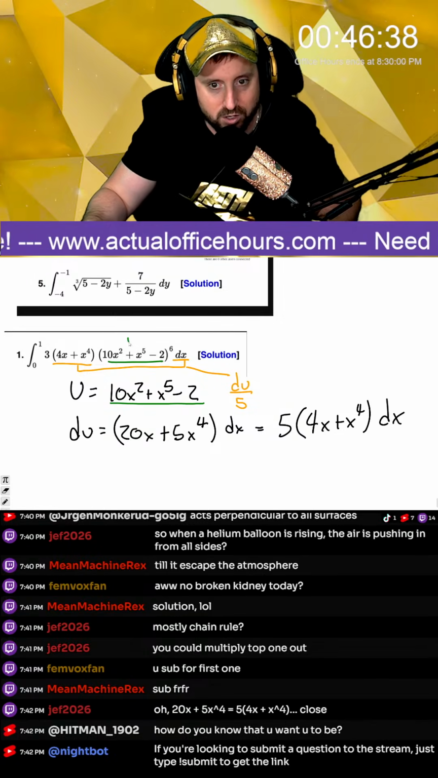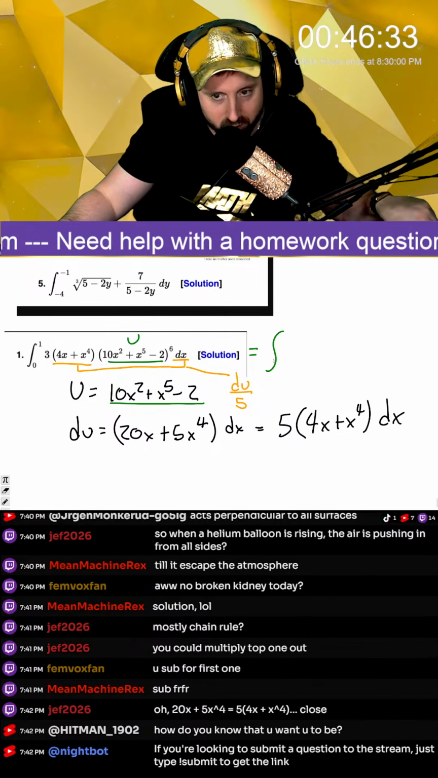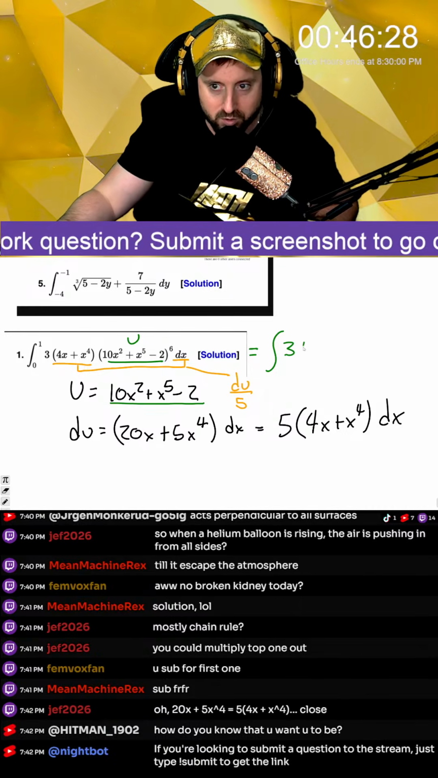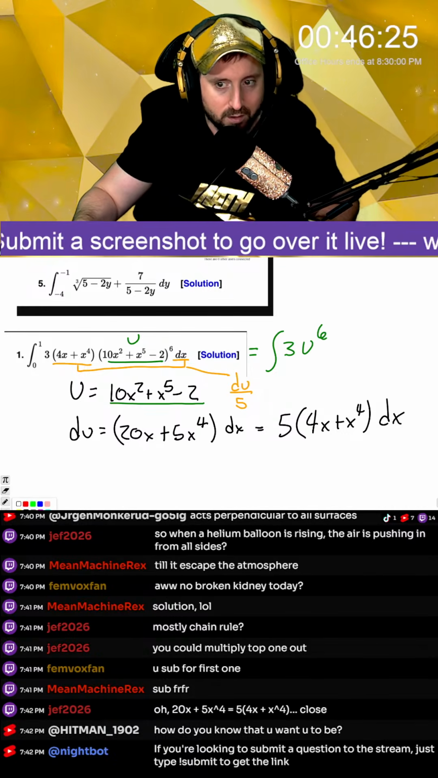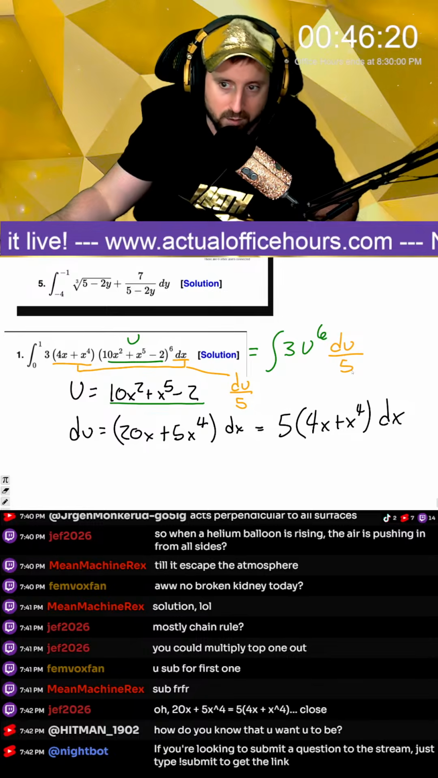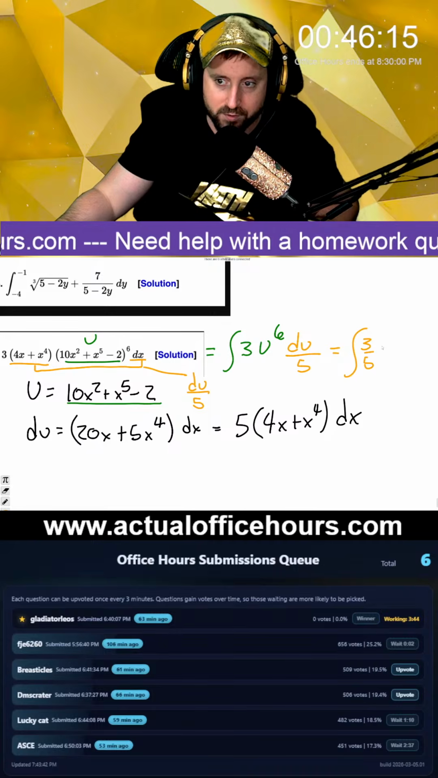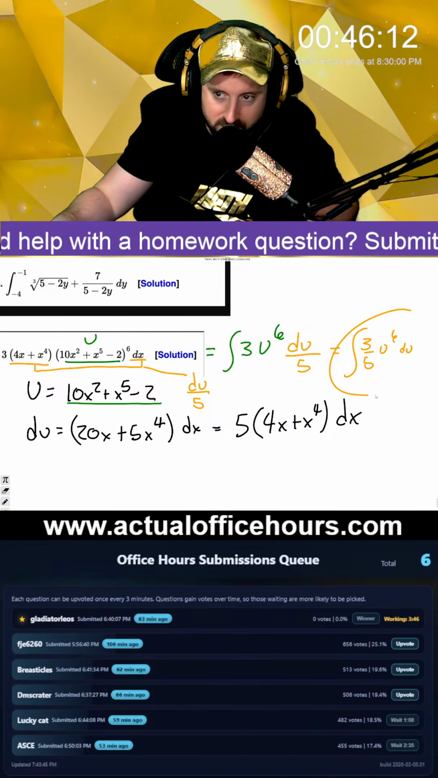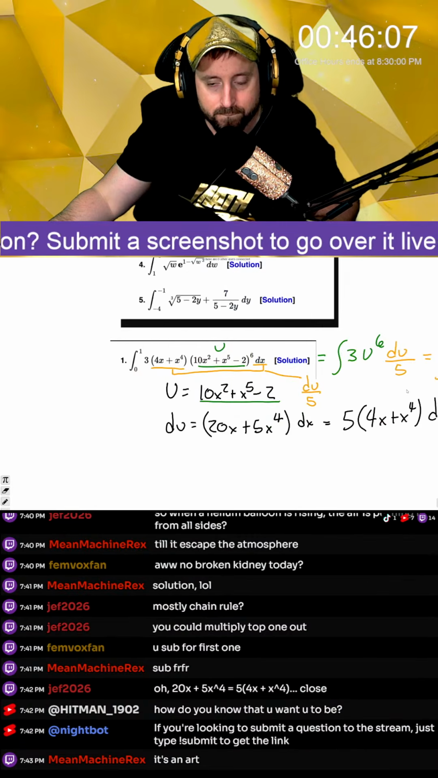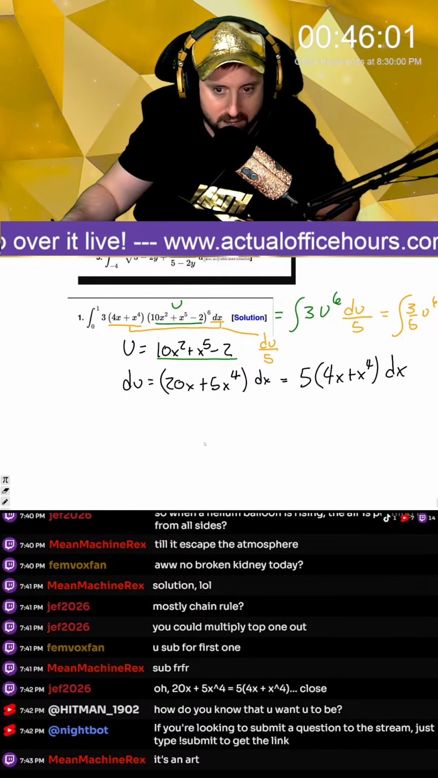Because then, look, this whole thing is u. And so what you eventually end up getting is, I'm not going to put the bounds, don't murder me, the integral of 3, and then this becomes u to the 6th. And this whole thing was now du over 5. Okay? So now this is just the integral of 3/5 u to the 6th du. And this is an easy integral to do. The other way to do this is, once you get your du like this, rearrange this for dx.